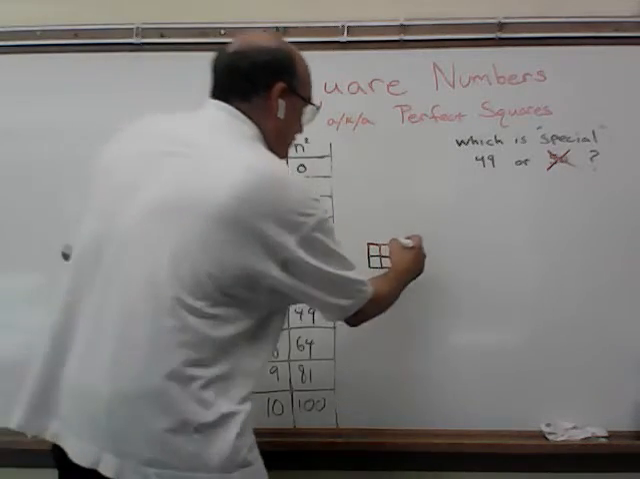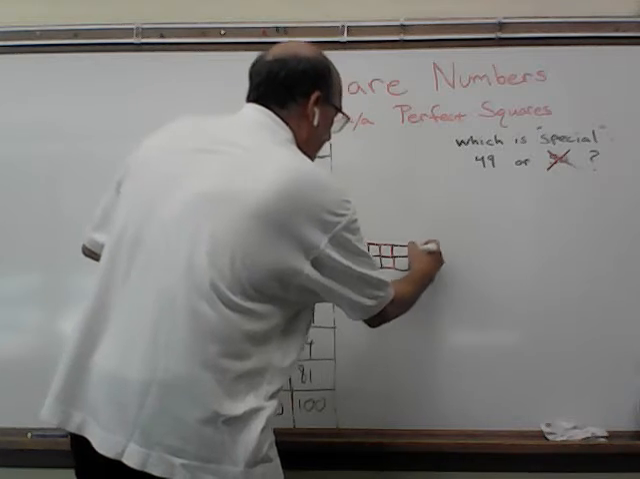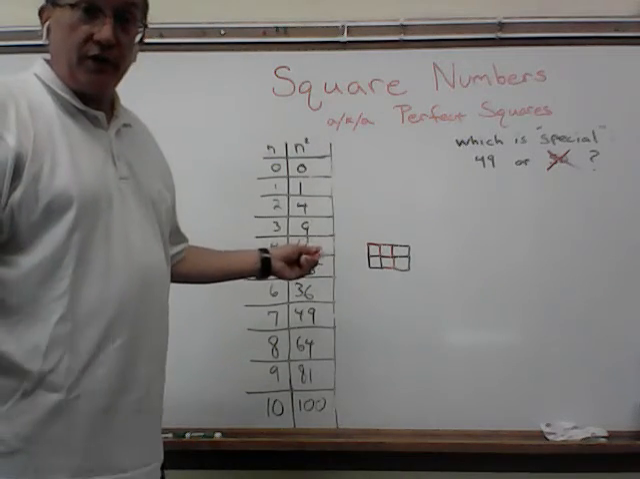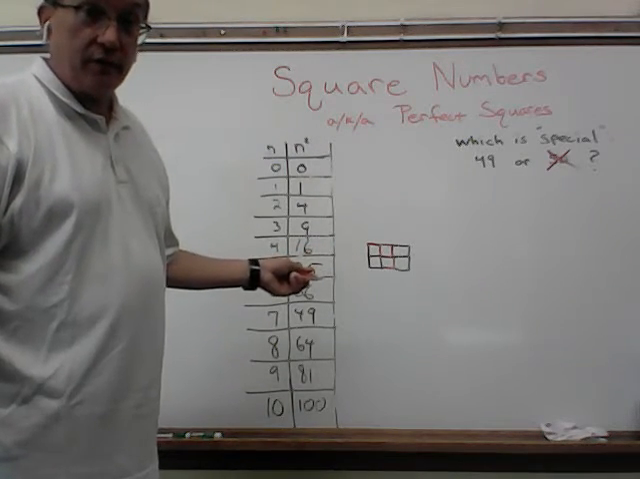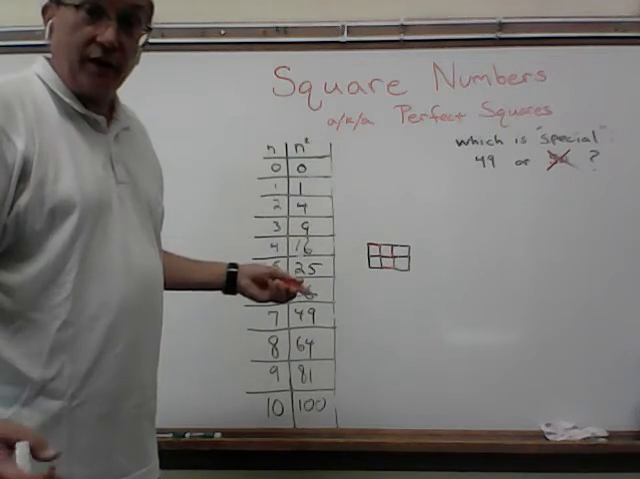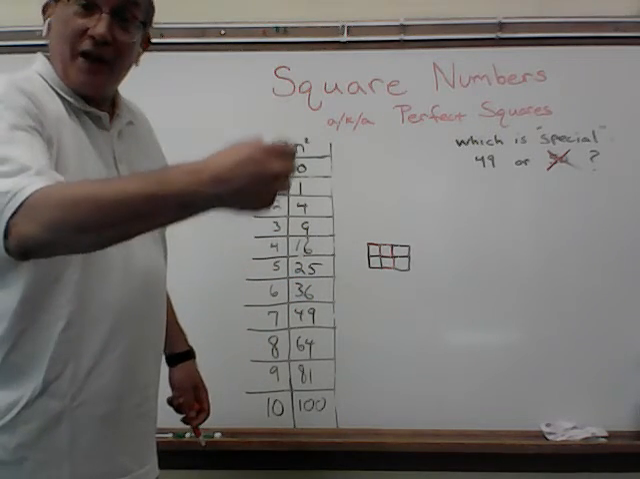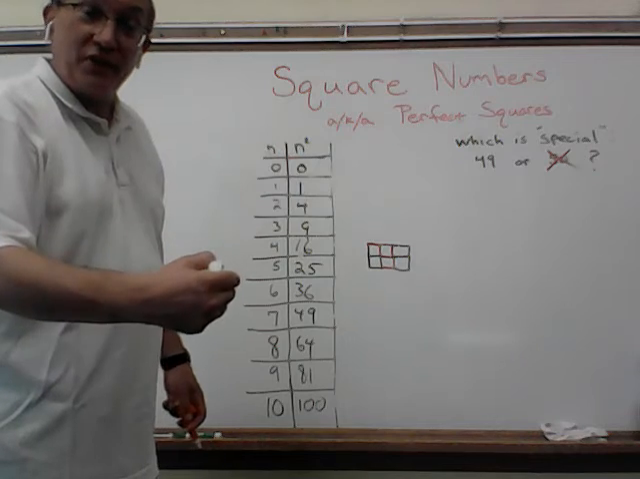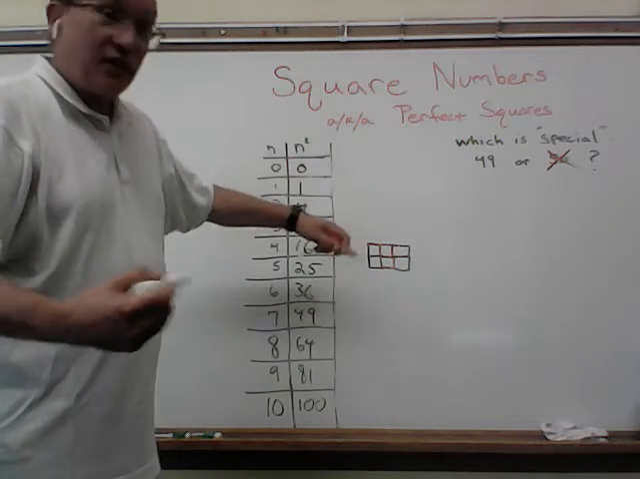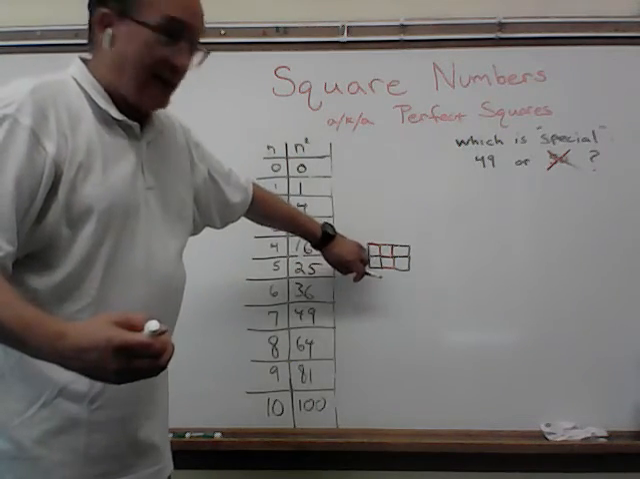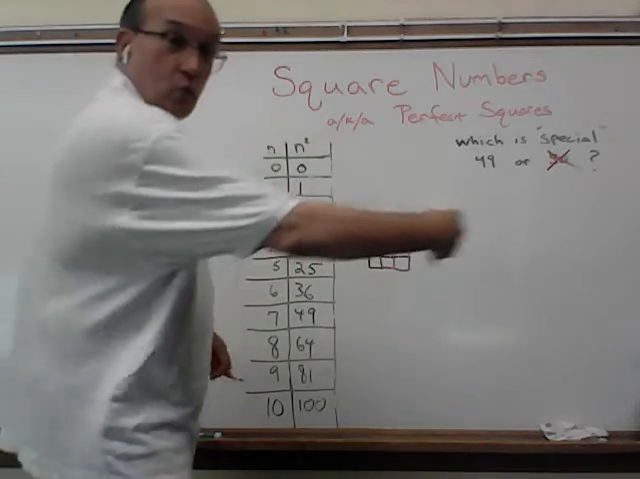Now let's go to 6. Now that's not a square. There are 6 squares there. The big thing is not a square, it's a rectangle. And notice it's 2 by 3, because 2 times 3 is 6. 6 is not prime, so you can make a rectangle other than 1 by 6.